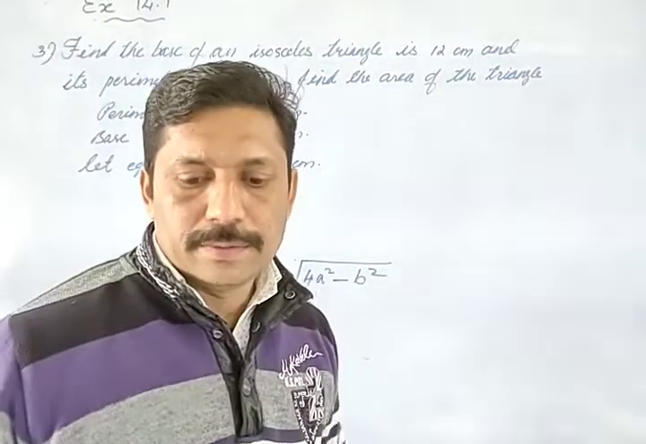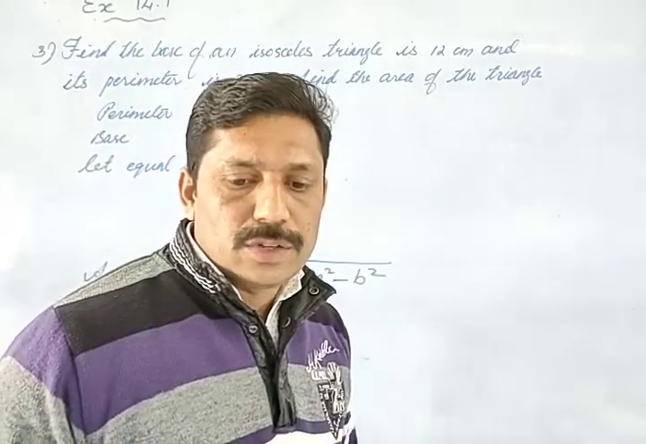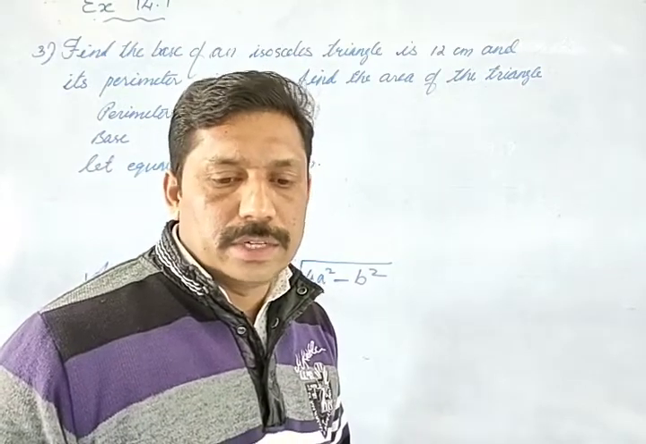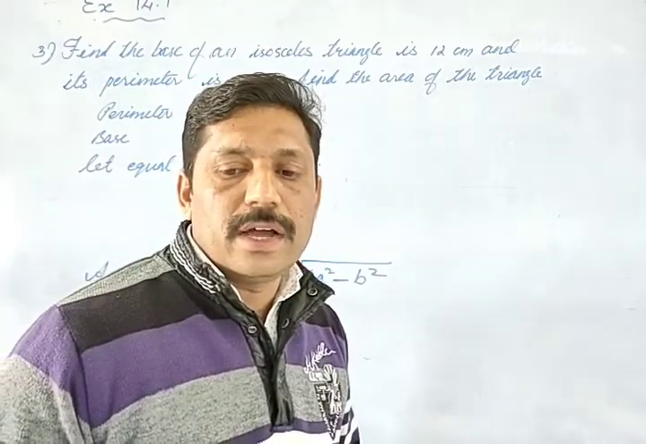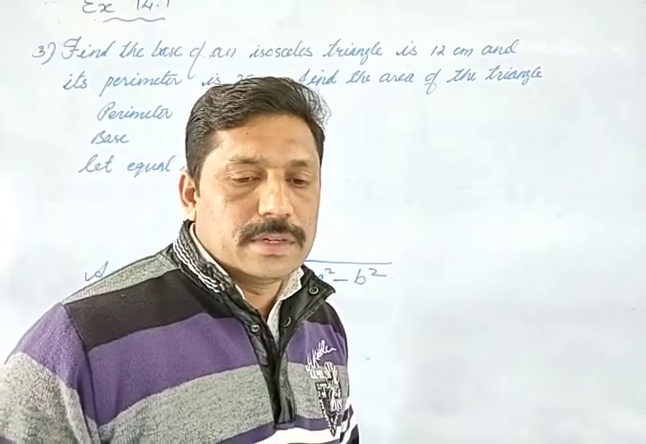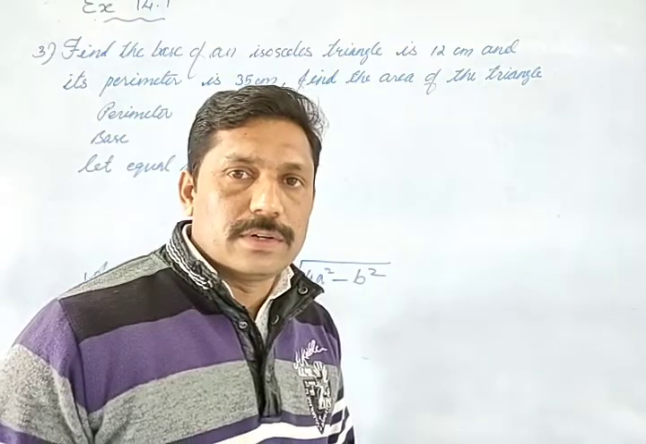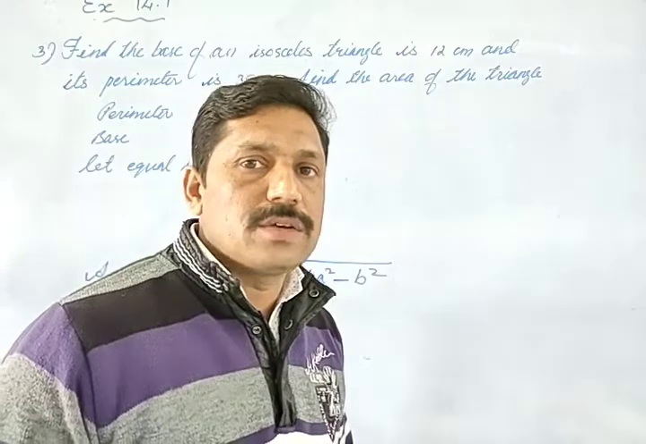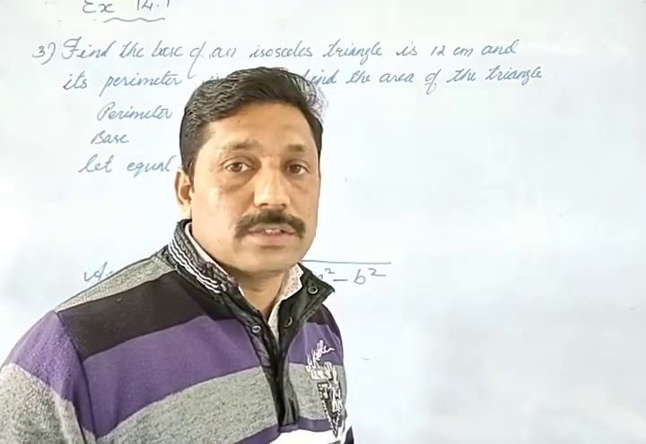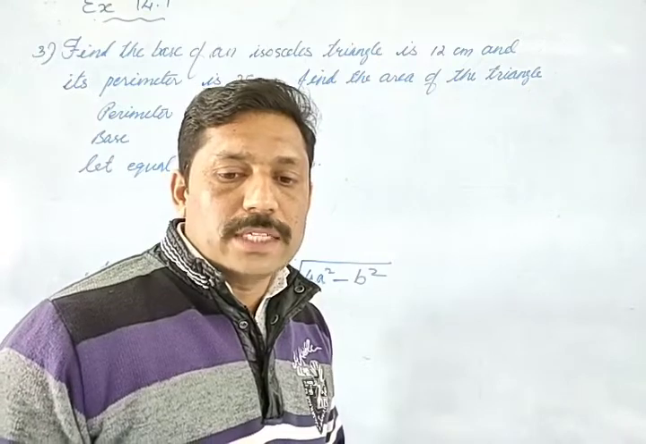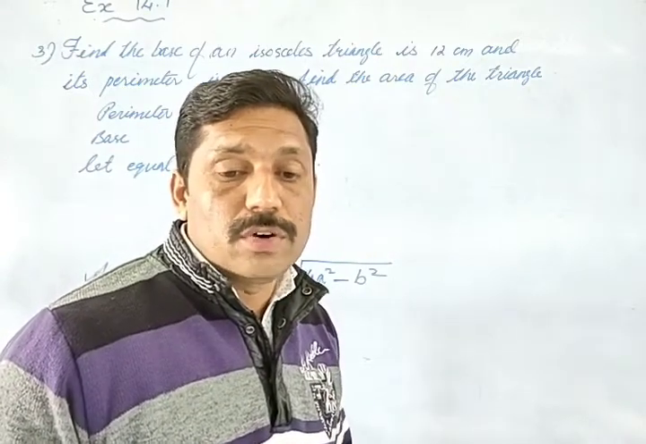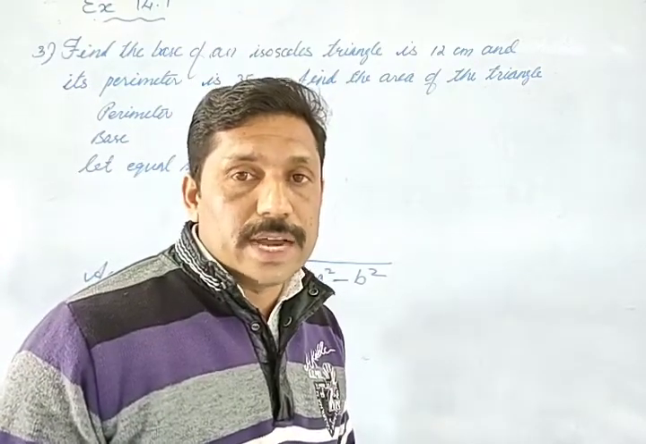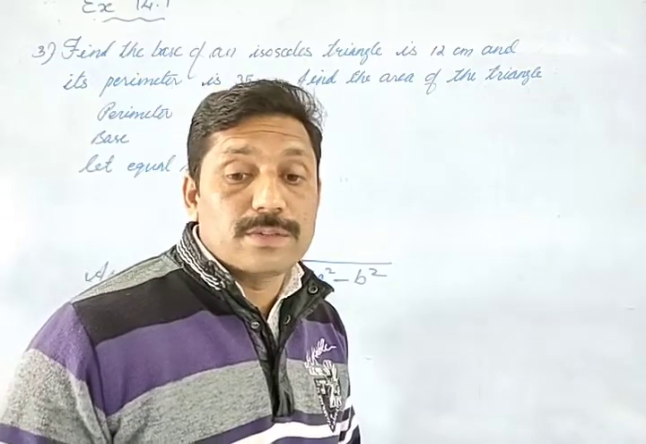Next question I will read. Question number 3. If the base of an isosceles triangle is 12 centimeter and its perimeter is 35 centimeter, find the area of the triangle. The base of an isosceles triangle is given. Students, you know what an isosceles triangle is. If any two sides of a triangle are equal, that triangle is called isosceles triangle. So two sides are equal and the side which is not equal, that is given, and perimeter also given. That means the length of one side is given, but the equal sides measurement is not given.